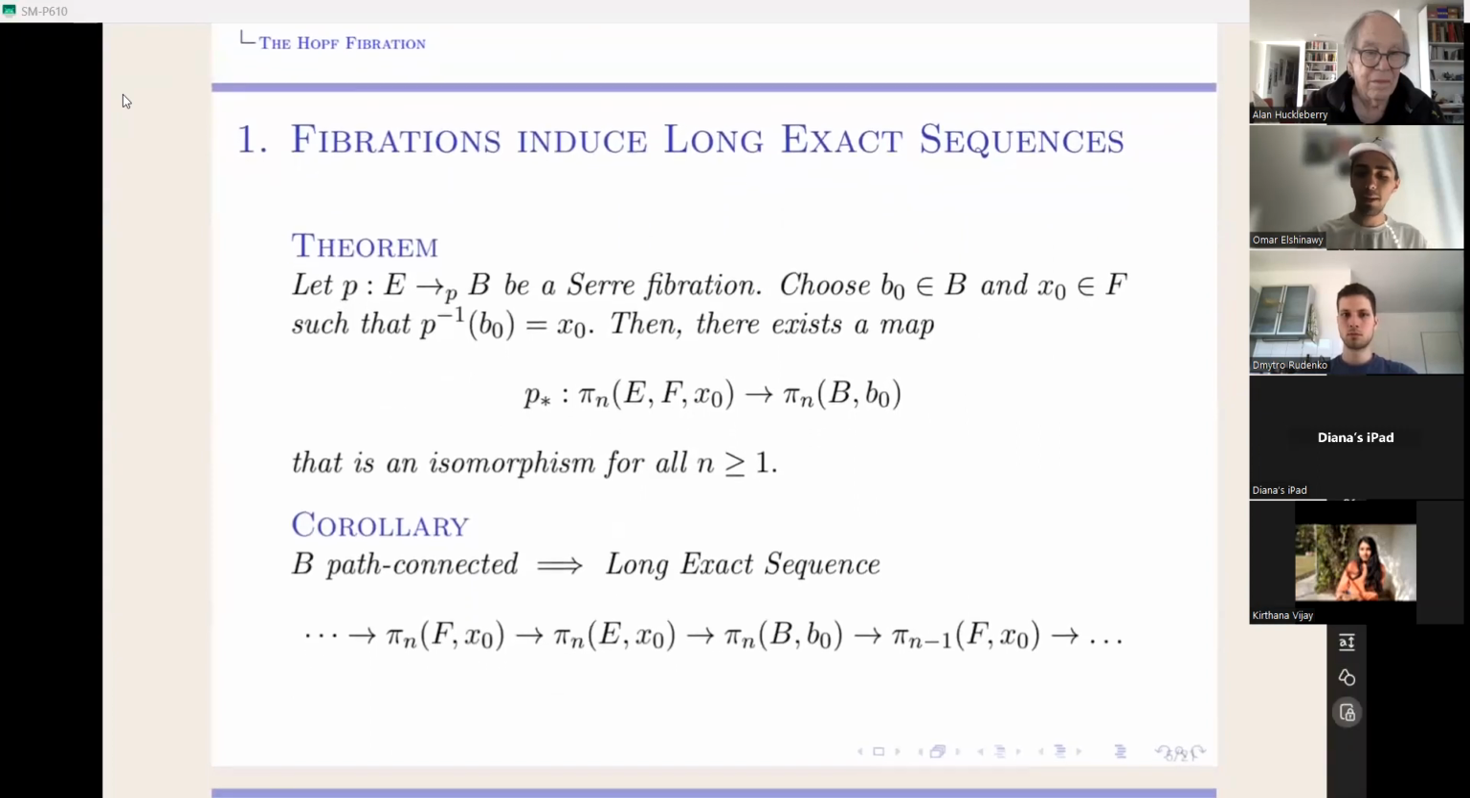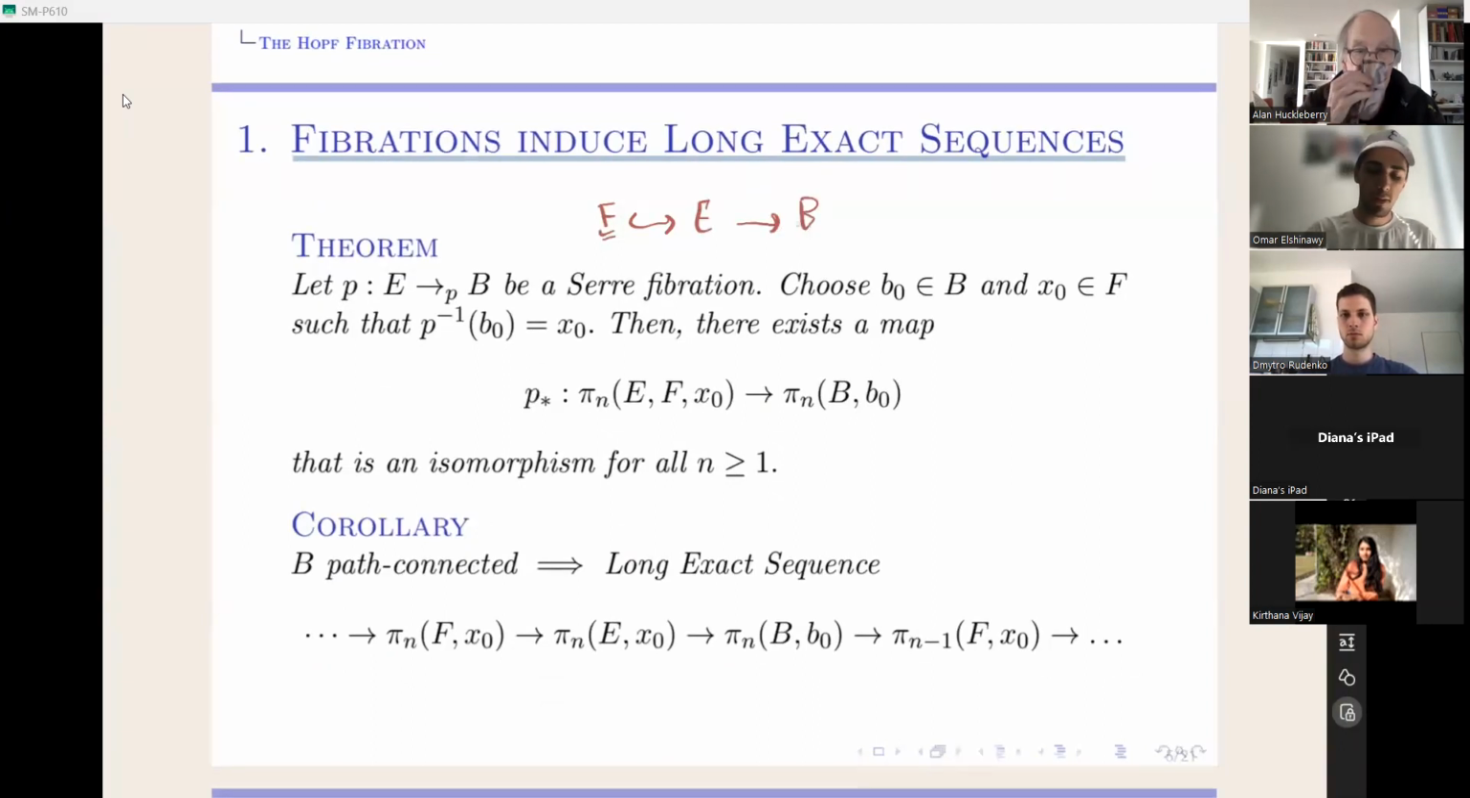So the first ingredient we have here is that fibrations induce long exact sequences. Specifically, they induce long exact sequences of this sort. So if we have a fibration, and usually the notation for it is written like this, F could be thought of as the fiber, and B could be thought of as the base, and this is an inclusion map. So an inclusion map is when F is a subset of B.